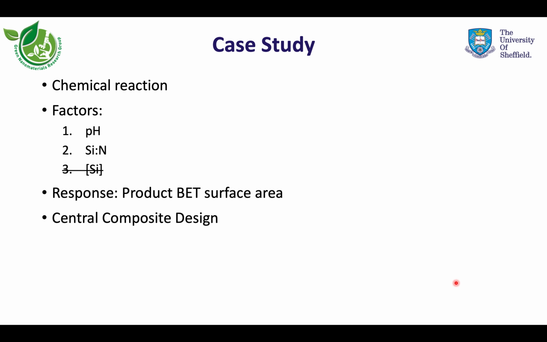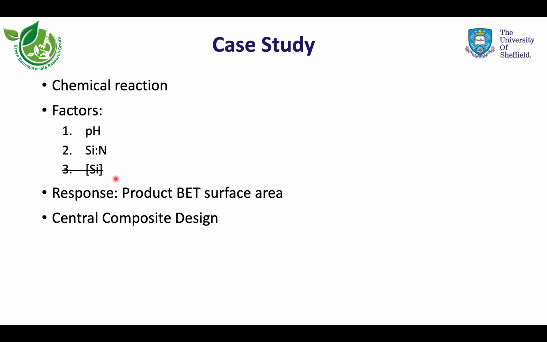Let's take the experiment from last time as an example. Just to recap, it was a chemical reaction with the factors pH of the reaction, then the ratio of two of the reactants, silicon and nitrogen. And from last time we found out that the silicon concentration factor was the least significant.